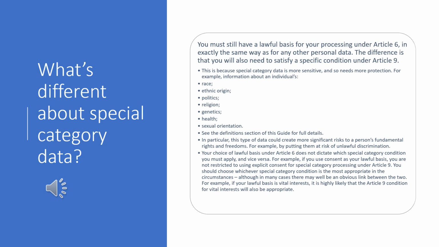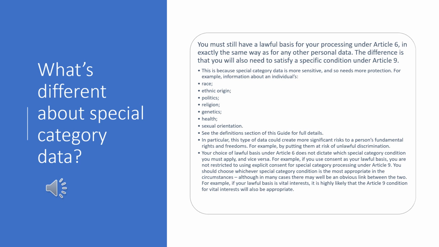So what's different about special category data? You must still have a lawful basis for processing under Article 6 in exactly the same way as for any other personal data. The difference is that you will need to satisfy a special condition under Article 9. This is because special category data is more sensitive, so therefore needs more protection. For example, information about an individual's race, ethnic origin, politics, religion, genetics, health, sexual orientation. It is really a good point now to look at the definition sections of this guide for further details, and I've given you the link below.